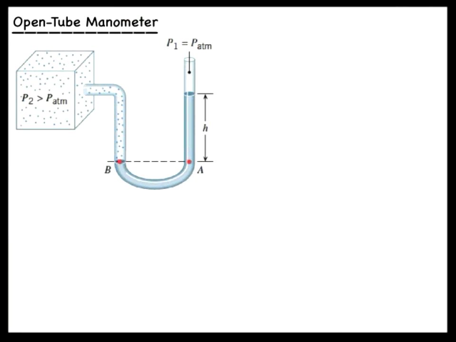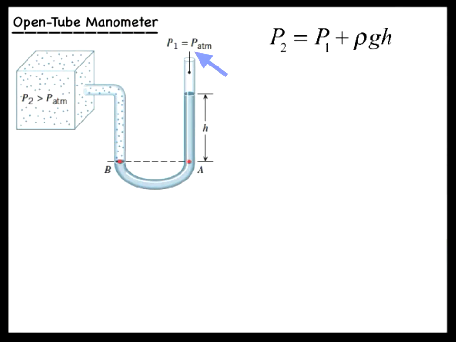When the pressure in the container is equal to atmospheric pressure, the liquid levels in both sides of the tube will be equal. When the pressure in the container is greater than atmospheric pressure, as shown in the figure, the liquid in the tube is pushed downward on the left side and upward on the right side. The relation P2 equals P1 plus rho gh can then be used to determine the pressure in the container.